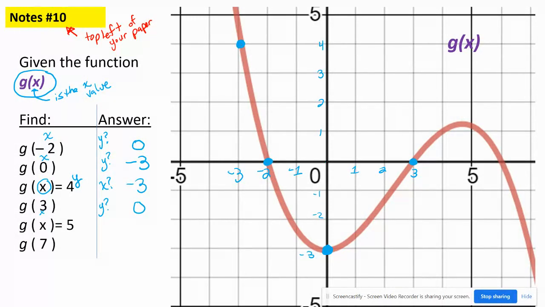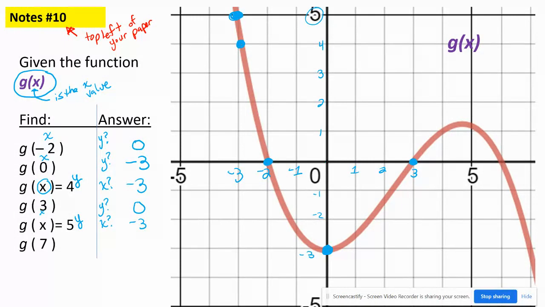The next one, you have to find x. They're telling you the y is 5. So now what is the x? So we're going to go up to where y is 5, way up here. We're going to look over to the graph. And then we look down, and so the answer there is -3.